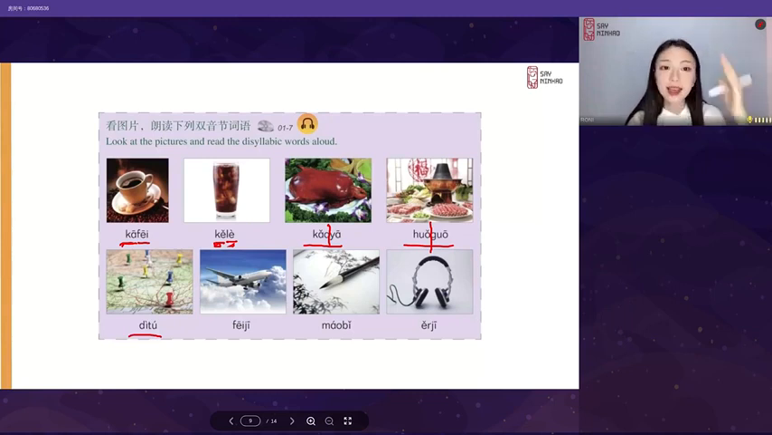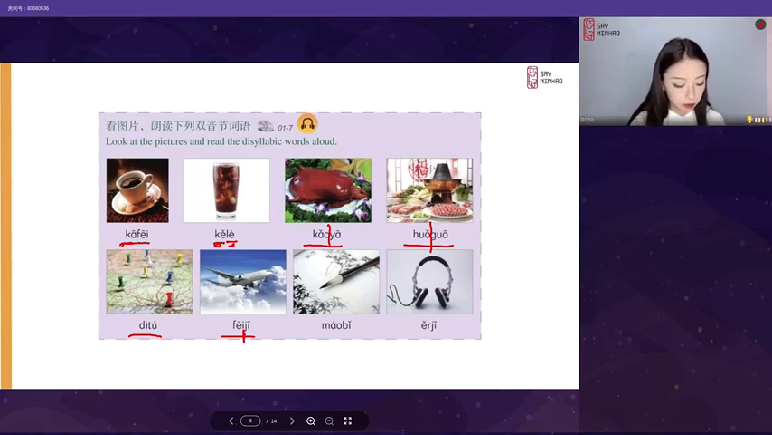Next one, di tu. Read after me, please. Di tu, di tu. It is map, map. Next one. Fei ji. Fei ji. This is airplane. Read after me, please.